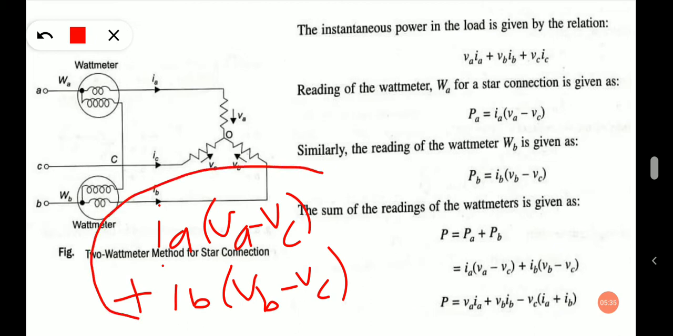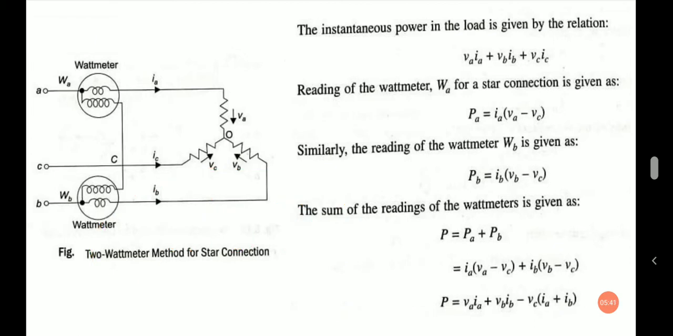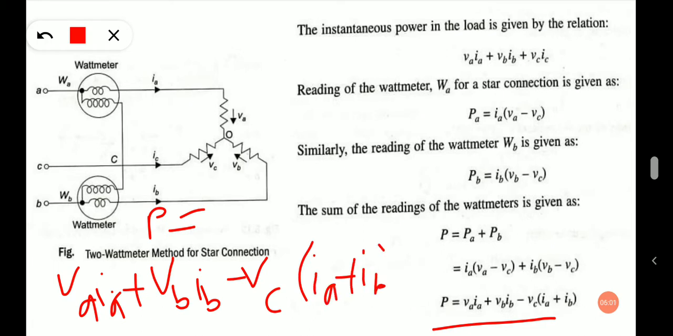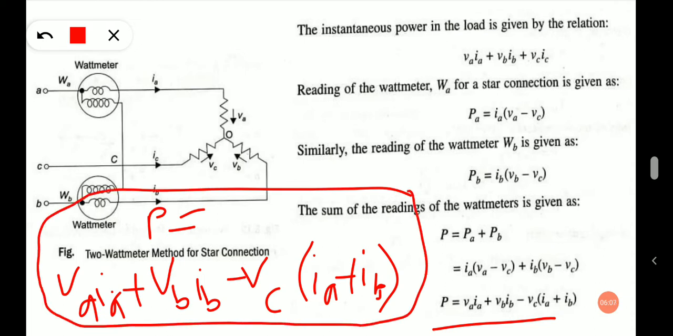If we add these two powers, we will get P equals VA IA plus VB IB minus VC times (IA plus IB). This is the sum of PA and PB, that is the power measured by wattmeters WA and WB.